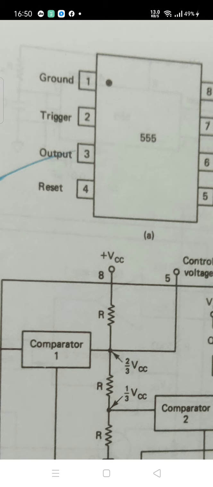Disabled by applying a negative pulse to this pin. When the reset function is not in use, the reset terminal should be connected to plus VCC to avoid any possibility of false triggering.